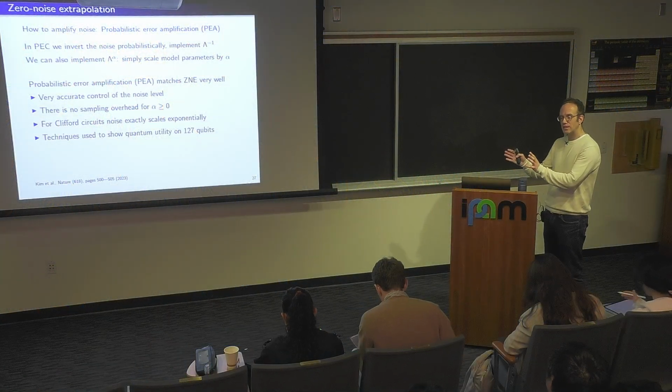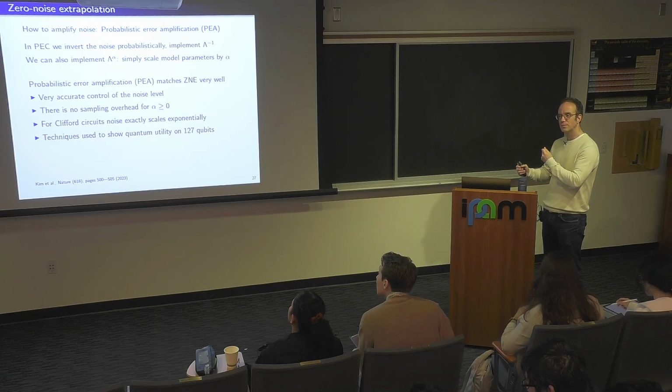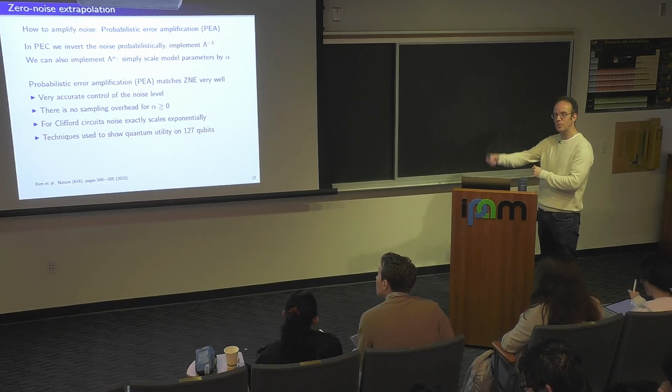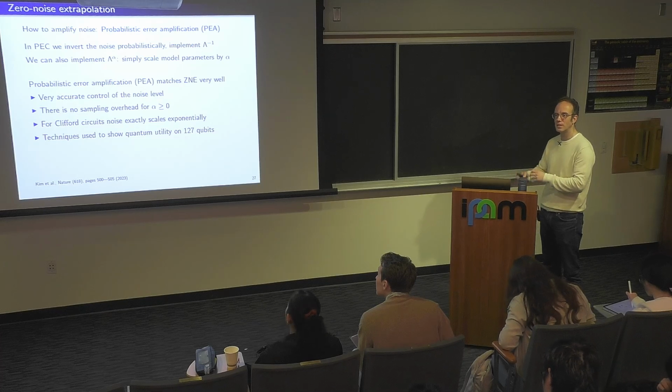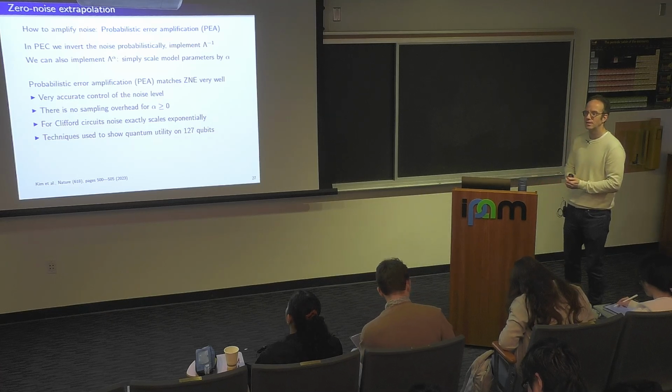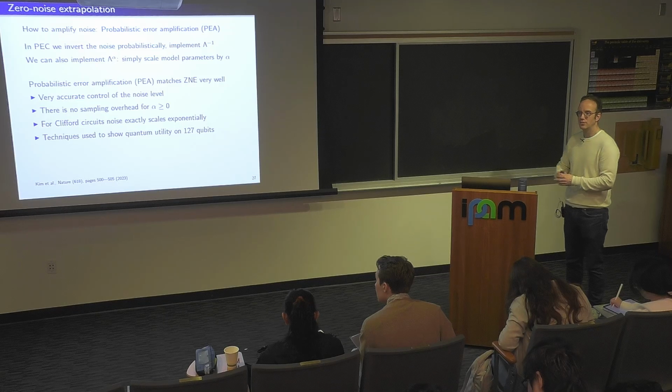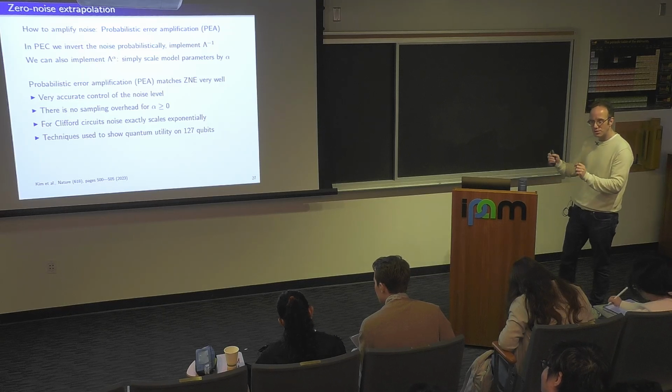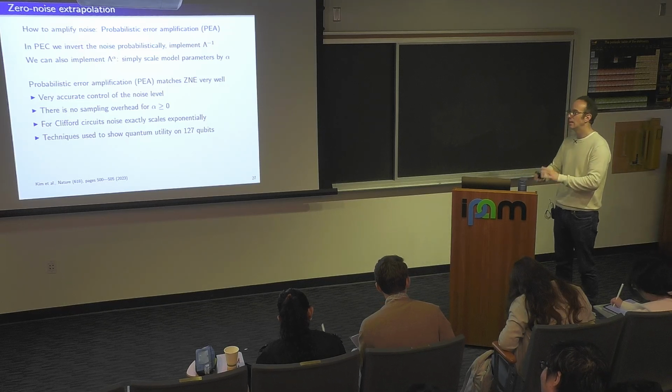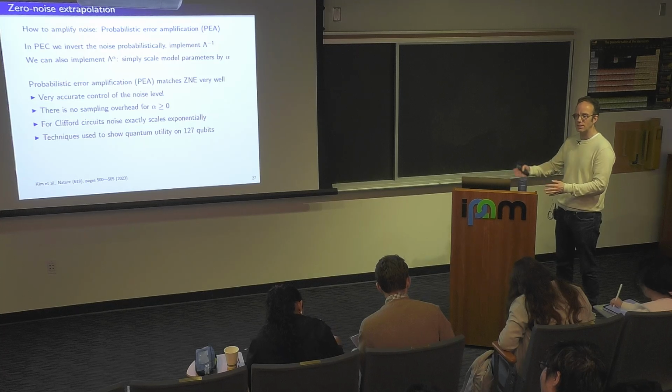Remember that if we had the Pauli channel or the Pauli inverse channel, we sample one term. So here we again sample a term and just insert it as noise. So that's the probabilistic part. And if you want to amplify the noise, you just sample from a Pauli channel, and that means there's no gamma overhead, it's just 1.